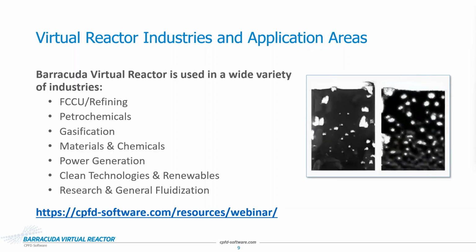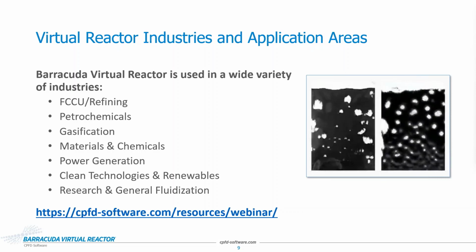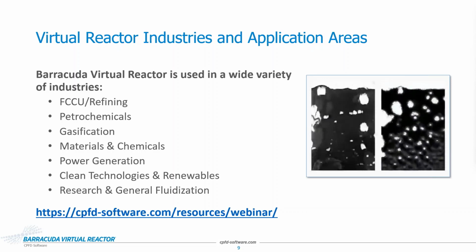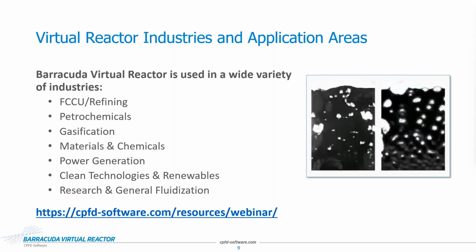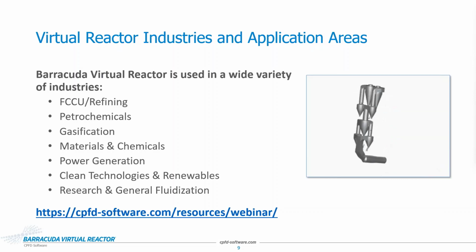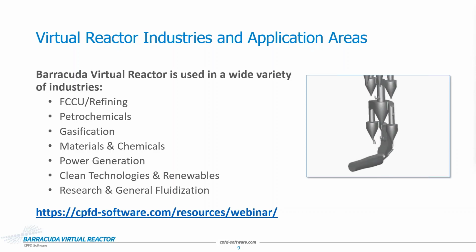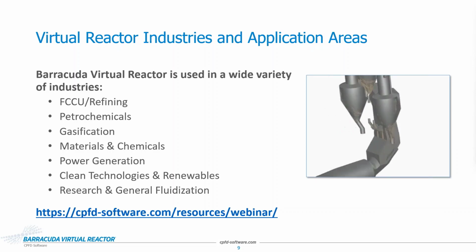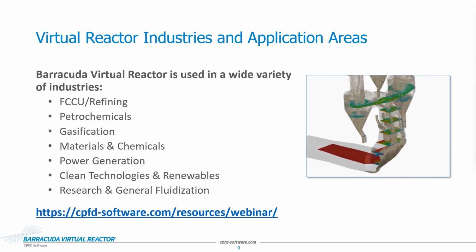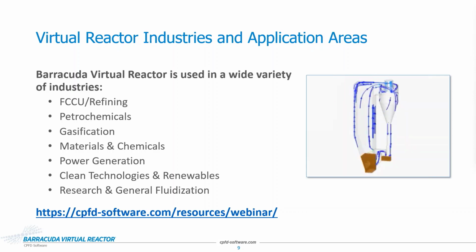Virtual reactor is also widely used to model calciners and other reactors used in cement production processes. Power generation companies use Barracuda to model circulating fluidized bed combustors and other power generation reactors, using fuels that range from coal to wood to alternative feedstocks. Engineers at the forefront of the development of clean technologies and renewables turn to Barracuda to model processes such as carbon capture, waste to fuels, hydrogen production, and advanced recycling of plastics.